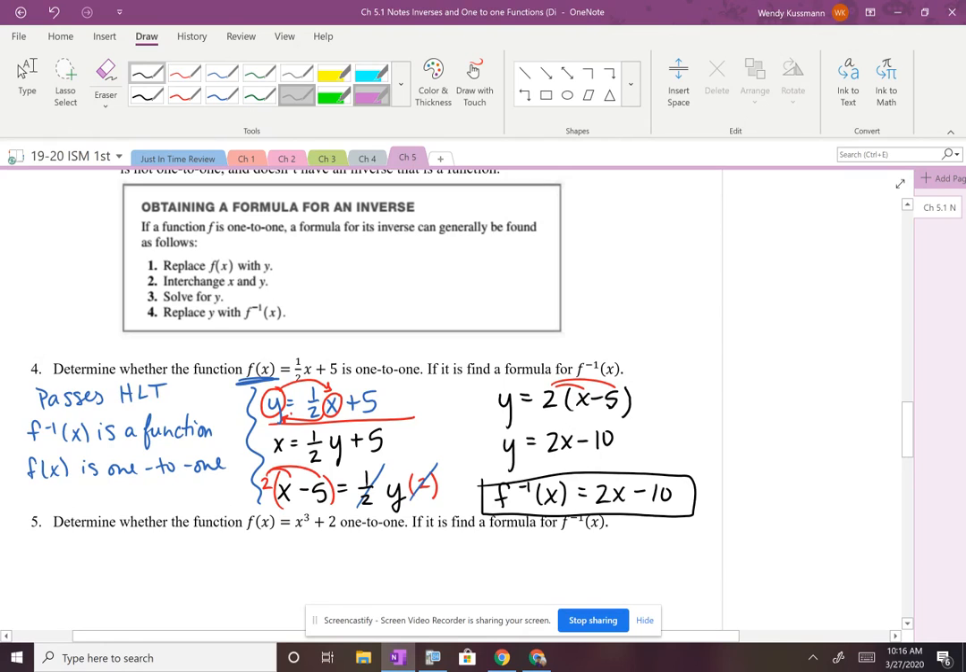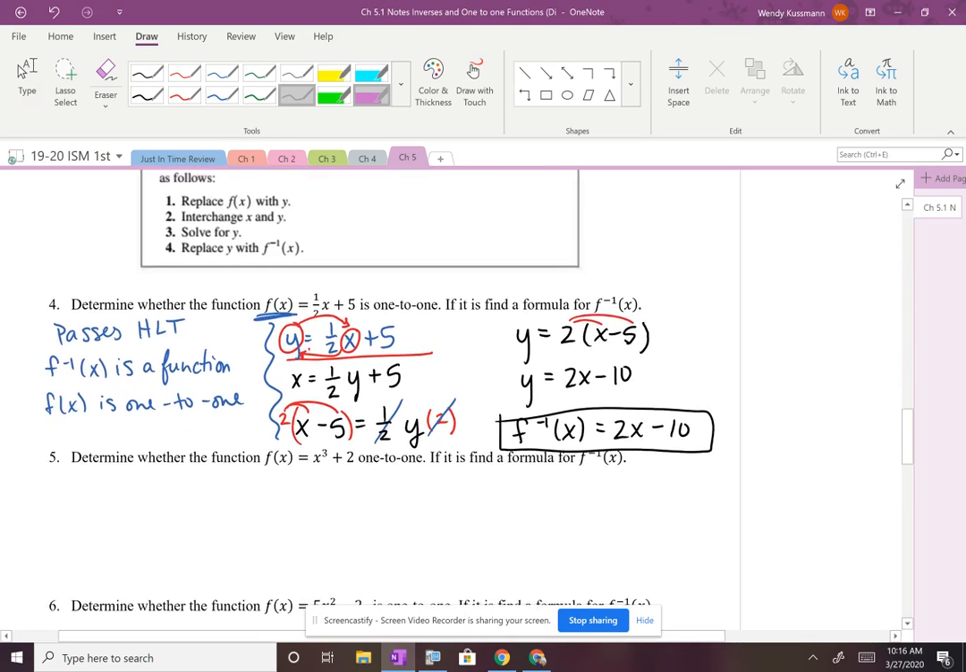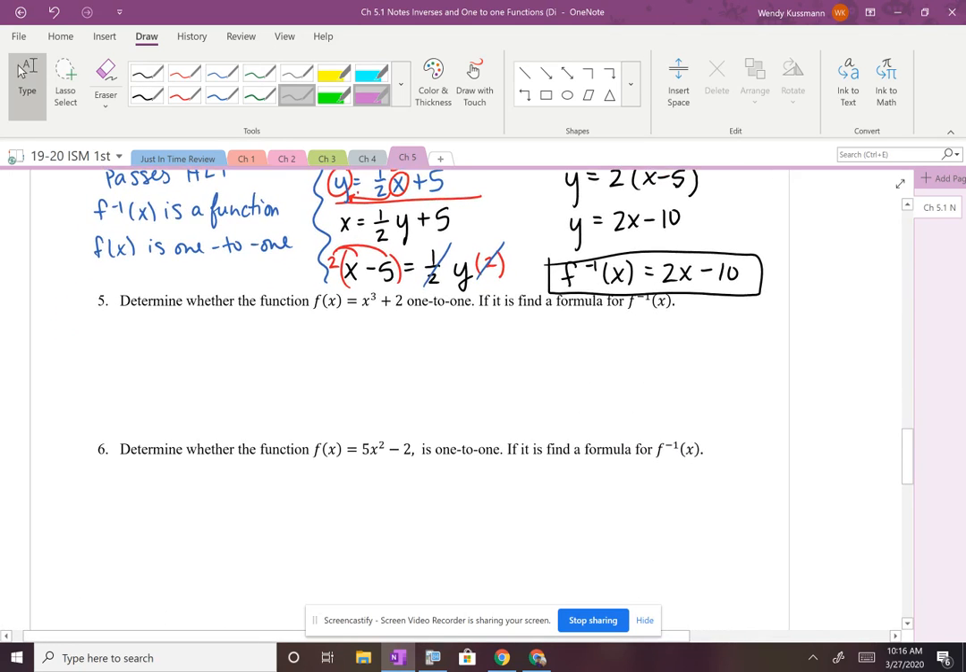So we determined whether f of x was 1 to 1. We did. It passed the horizontal line test. Then find its formula. And there's a formula of f inverse. Let's try another example. Determine whether the function x cubed plus 2 is 1 to 1. If it is, find the formula for f inverse.